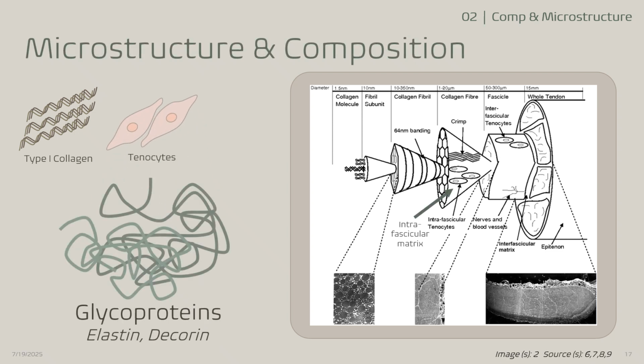This structure is not pictured in the hierarchy diagram. However, I did add a green arrow to call it out. They are found in the intrafascicular matrix. Glycoproteins such as elastin and decorin are important for the collagen fiber's mechanical properties. Decorin's function has multiple theories. One is assisting with alignment and slippage between fibers.